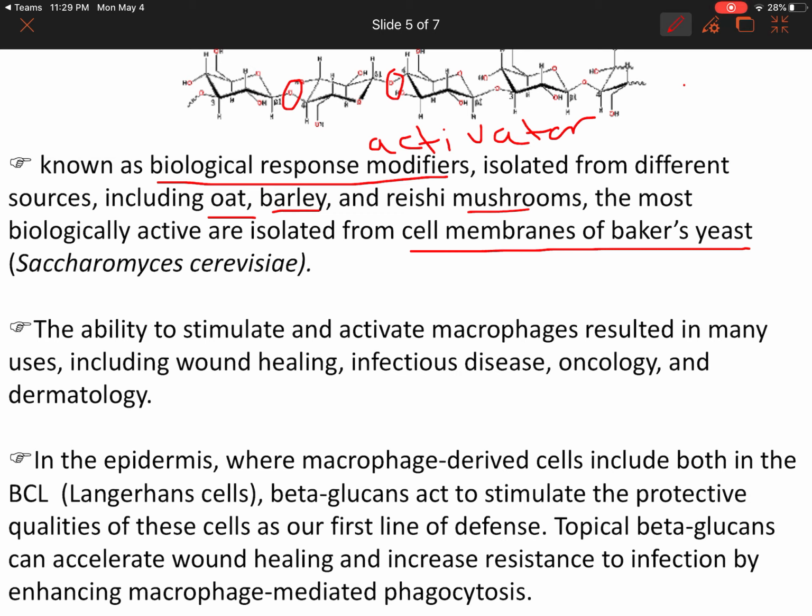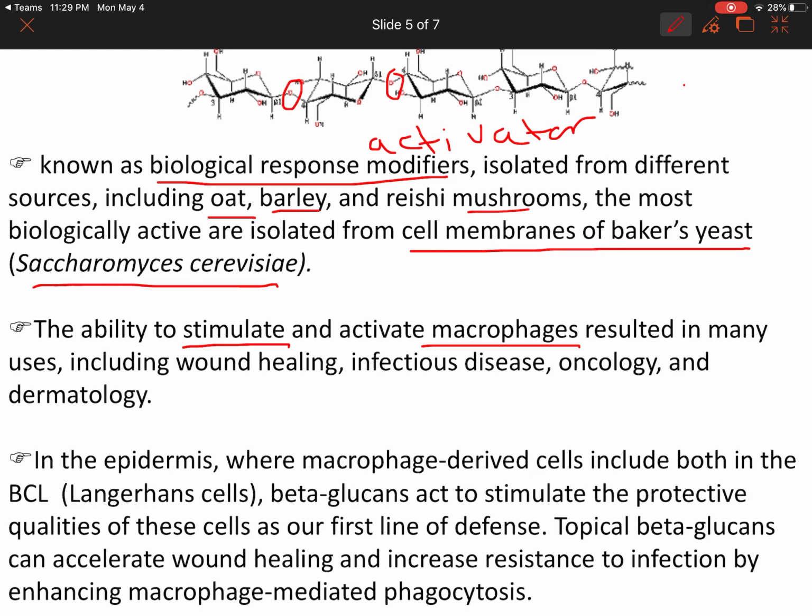So you can find them in many natural products like oat, barley, but the most biologically active one is isolated from the cell membrane of the baker's yeast, Saccharomyces cerevisiae. They have the ability to stimulate and activate macrophages, which is the defense mechanism that engulfs any foreign substance.